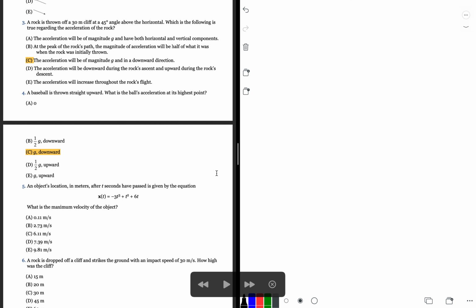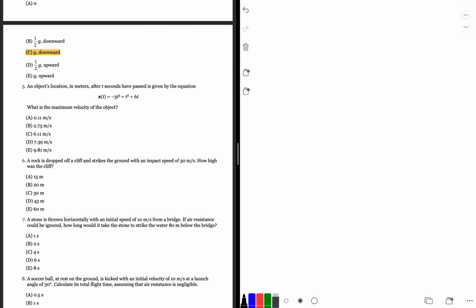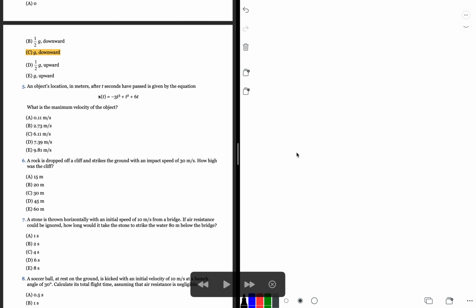Okay, so an object's location in meters after t seconds have passed is given by the equation x of t equals negative 3t cubed plus t squared plus 6t. What is the maximum velocity of the object? Okay, well first, to find the velocity, we know the velocity is the derivative of position.